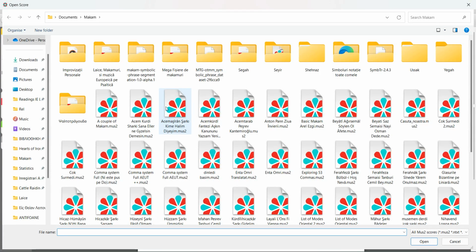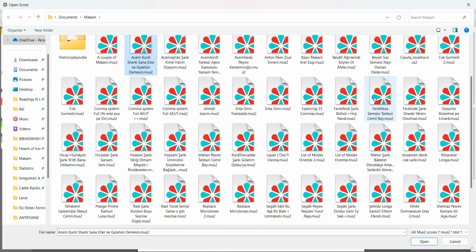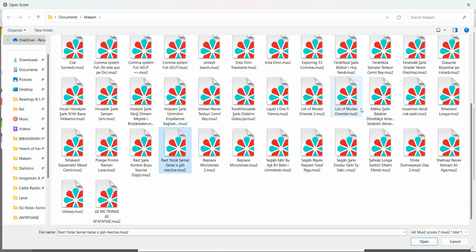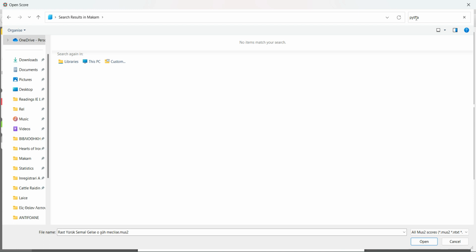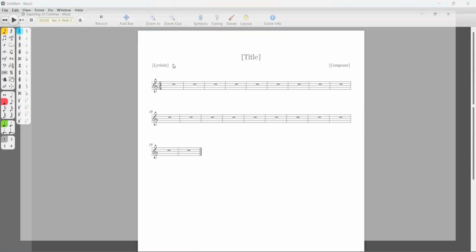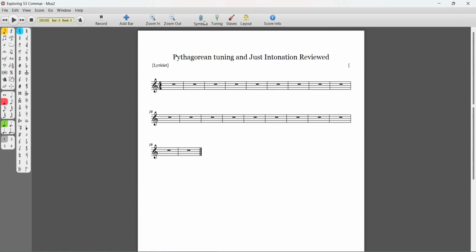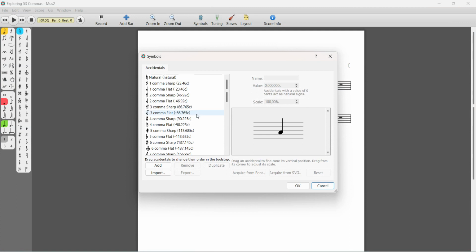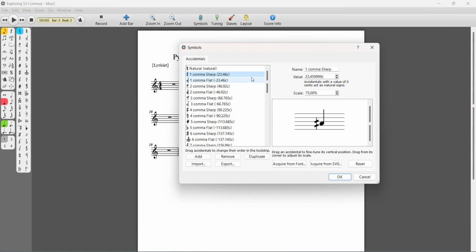Let's say, for example, that we want to explore these commas. Here we have a sort of Turkish program, and here I made some accidentals based on Ottoman tuning. So basically we have the 1 comma sharp and the 1 comma flat.